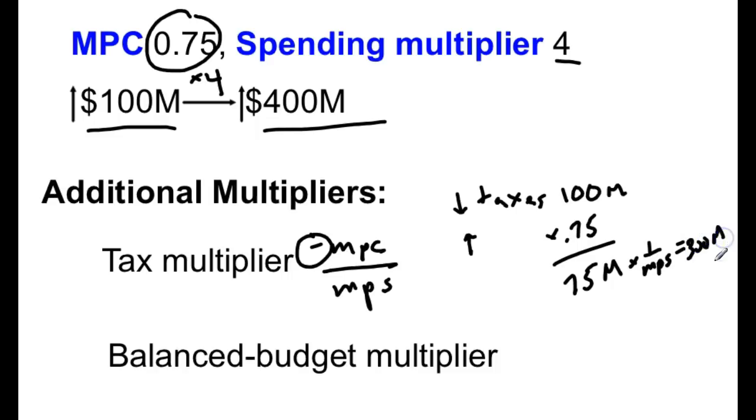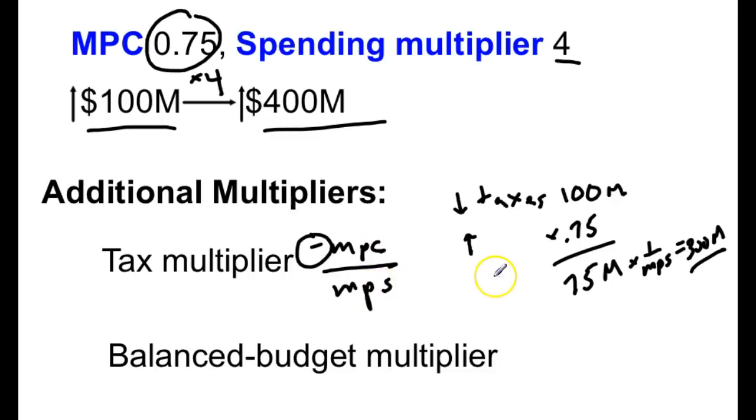So notice the multiplier is smaller. An increase in spending of 100 million becomes 400 million in GDP, but a tax cut of 100 million becomes 300 million in GDP. And the reason is because the first round of spending doesn't happen until we apply the MPC. So that's why the formula is here. We apply the MPC to find out what the first round is, and then we multiply it by the normal multiplier. So that's why it's MPC over MPS.